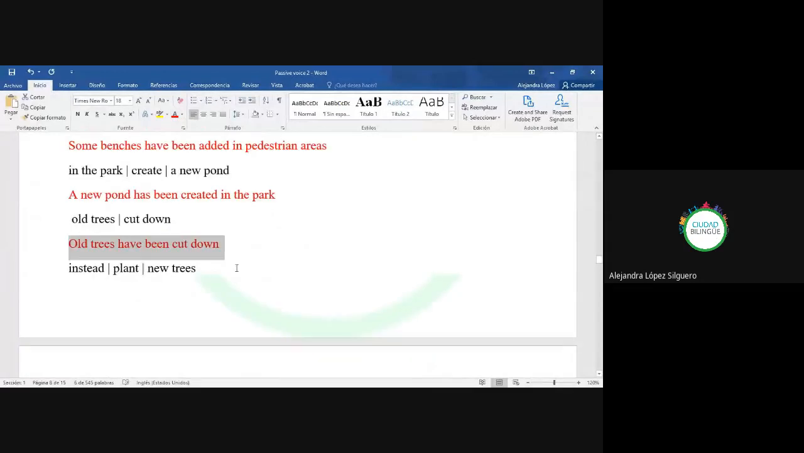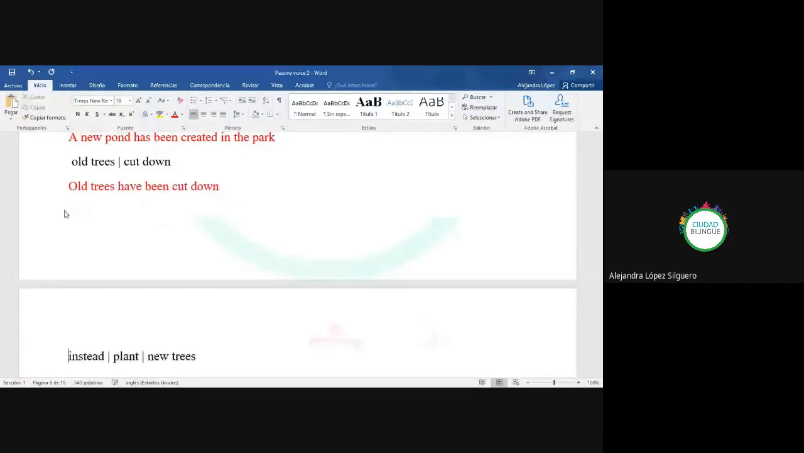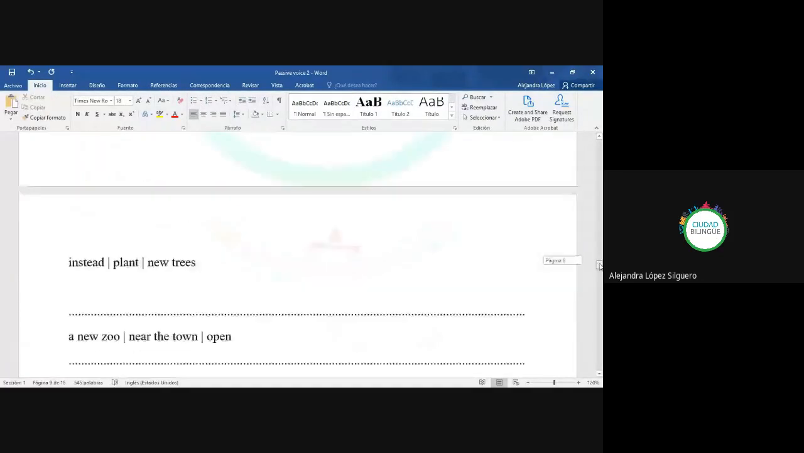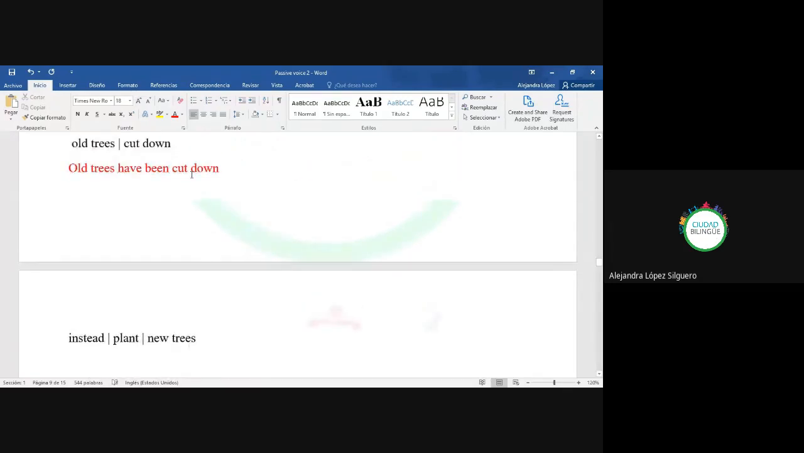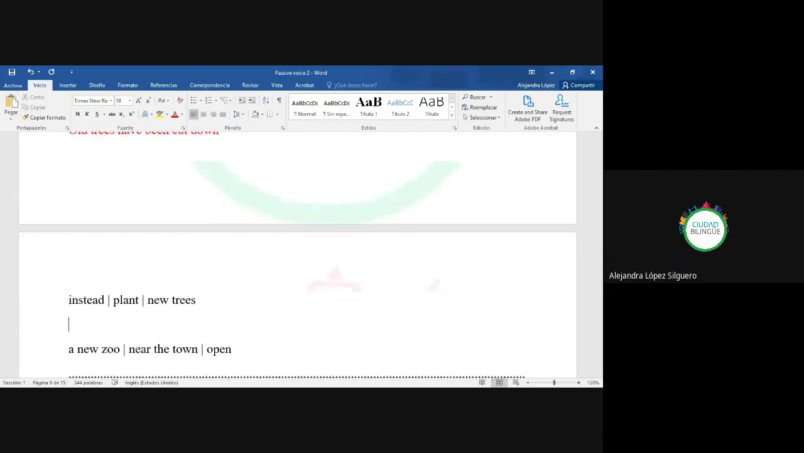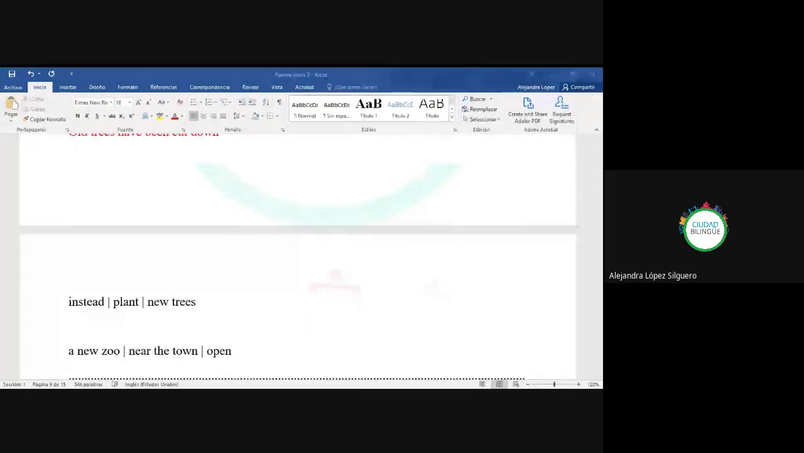Okay, I'm going to drag this down. And we have in this one, instead plant new trees. Instead es como en cambio, ¿sí? En cambio. Entonces esta idea va conectada a la anterior. All trees have been cut down, ¿cierto? Como árboles viejos han sido cortados. And we have, instead, plant new trees. En cambio, plantar nuevos árboles. So what do you think is the answer?